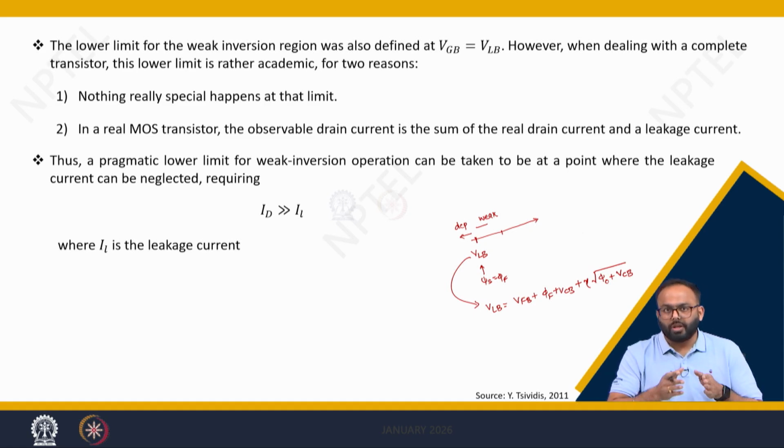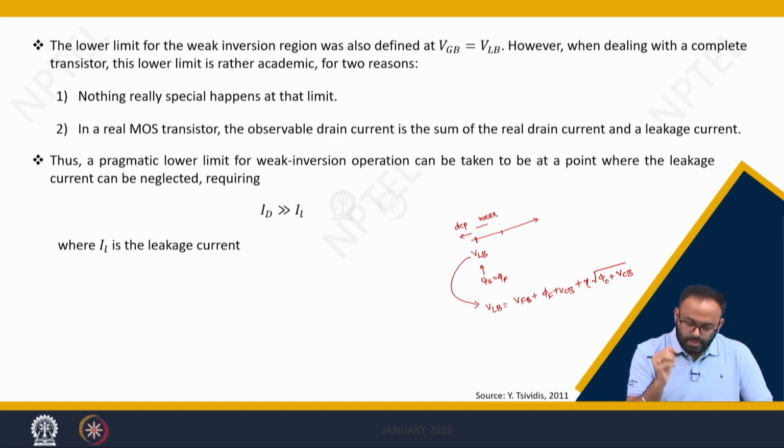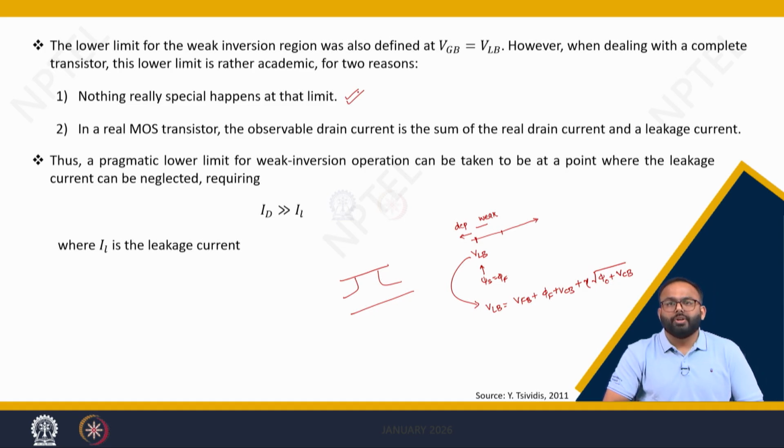Because when we were talking about the MOS cap, this VLB plays a very important role, which helps us to understand that when you are applying a gate voltage, then how the depletion starts, then from depletion to weak inversion, then from weak inversion to moderate and so on. However, when we are talking about the MOSFET or the MOS transistor, then the onset of weak inversion does not play an important role, because nothing is really special in that region.